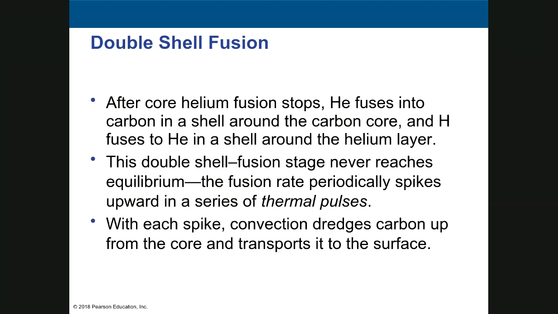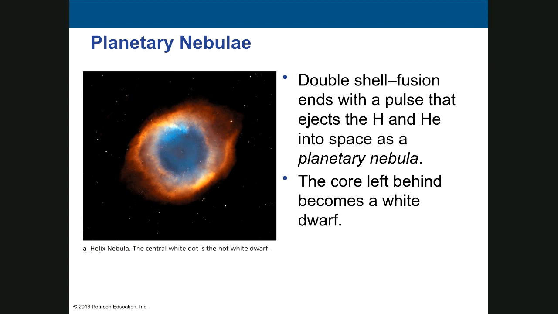So we can get some details behind this double shell fusion. Well, we already talked about this. I'll just leave it on there if you want to read it. All right. So the double shell fusion ends with a pulse that ejects the hydrogen and helium into space as, again, a planetary nebula, but you could call it a low-mass star explosion. I'd be happy with that.